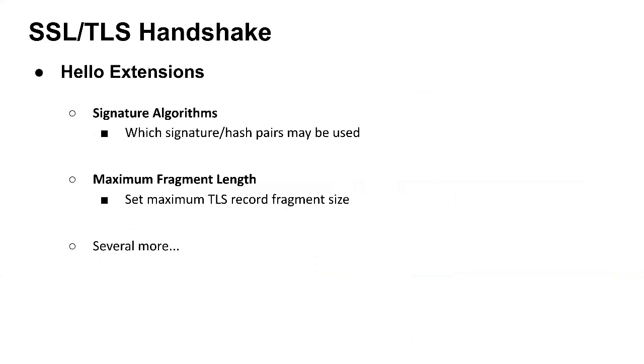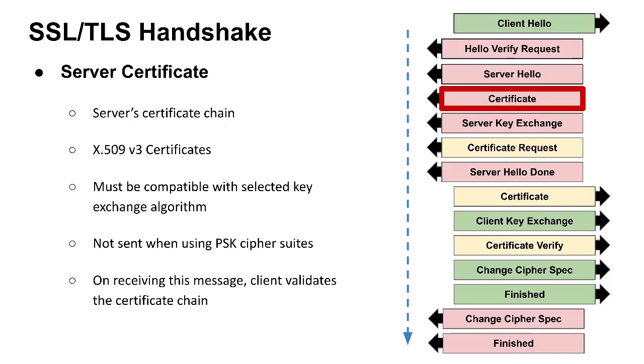There's some hello extensions, as we saw a couple of those on the Wireshark traces. A few of the common ones are signature algorithms, which indicates what signature and hash pairs could be used. There's also a maximum fragment length extension, which can essentially negotiate down the maximum size of a TLS record fragment size. There's more of those extensions, and if we get time towards the end of our day today, we'll look into that.